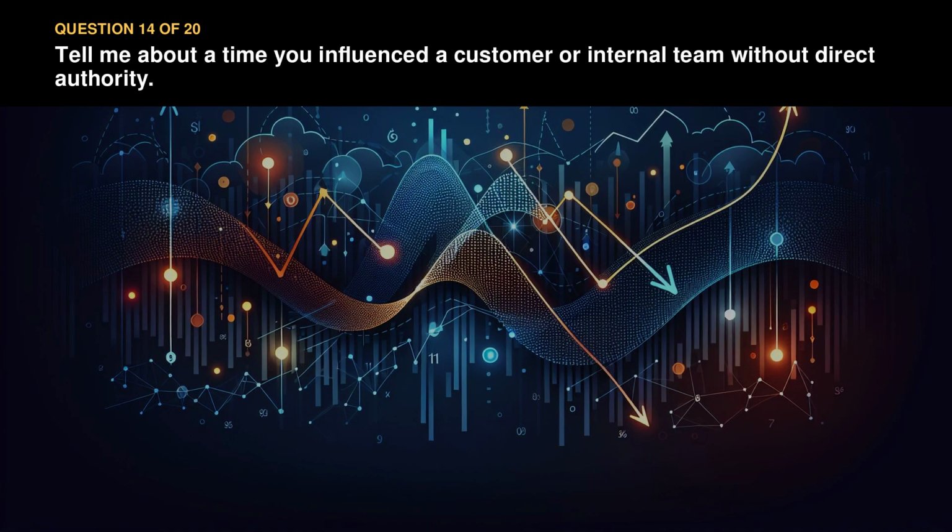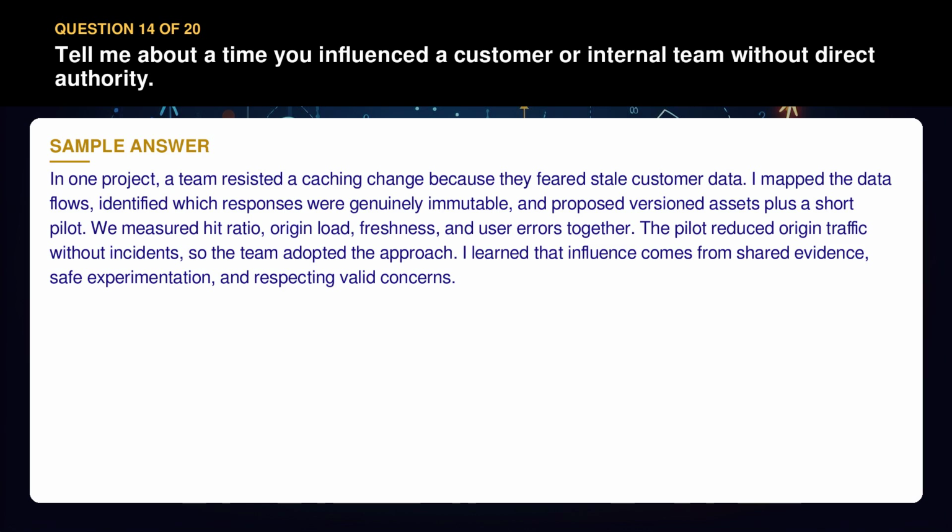Question 14. Tell me about a time you influenced a customer or internal team without direct authority. In one project, a team resisted a caching change because they feared stale customer data. I mapped the data flows, identified which responses were genuinely immutable, and proposed versioned assets plus a short pilot.